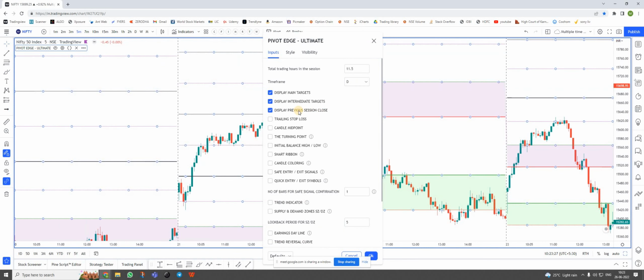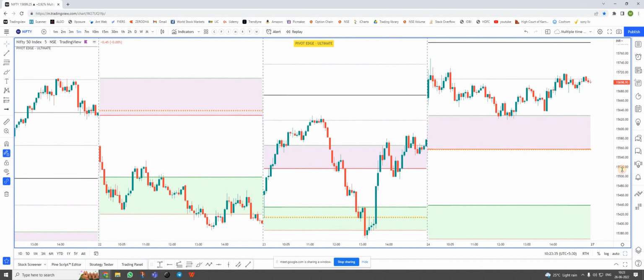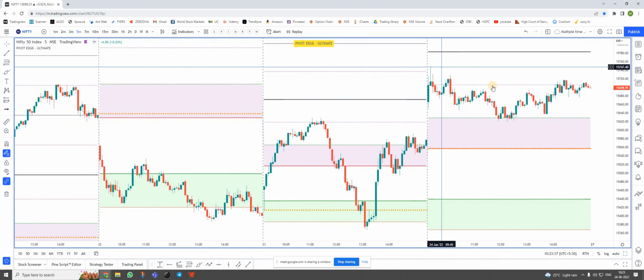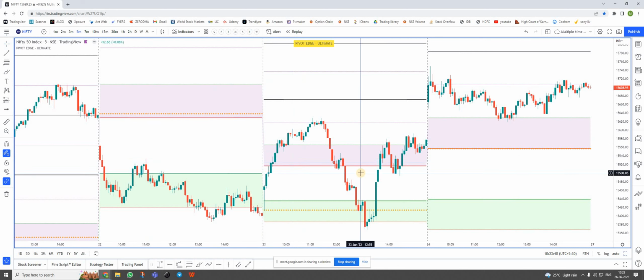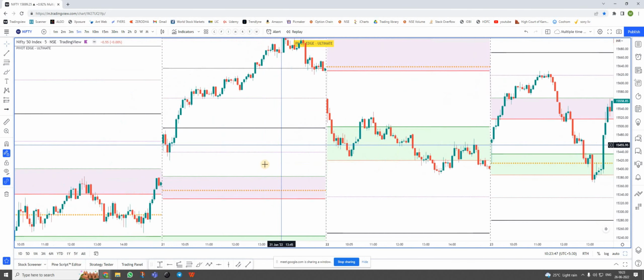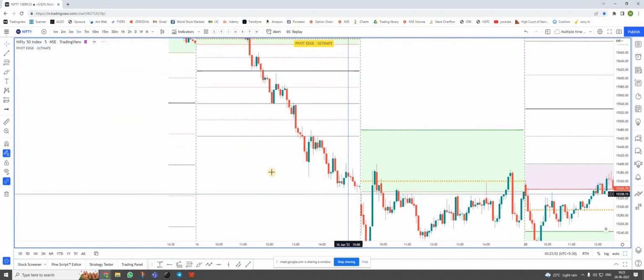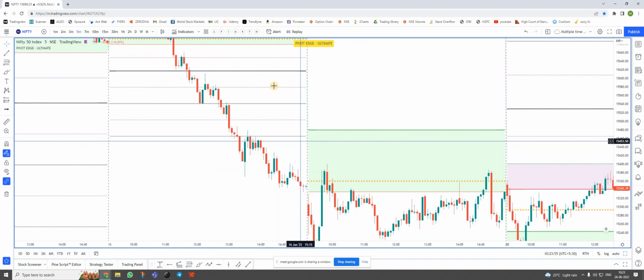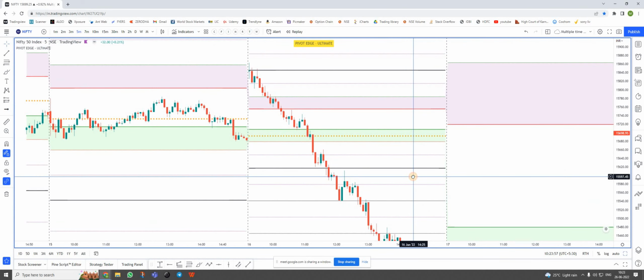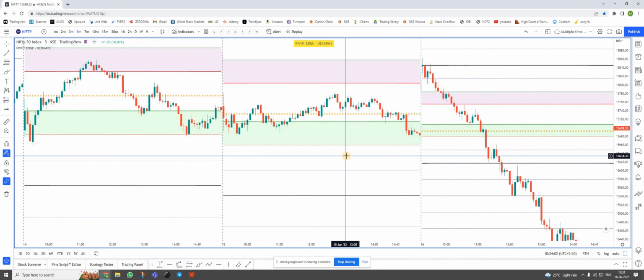Now, display previous session close. It becomes important for us to understand where the price closed in the previous session. Like your main target lines, the previous session close will also act as an important support or resistance. There will be some reaction in the price whenever it reaches this level, because the participants in the market will know where it closed yesterday, or the previous week or previous month. Whenever it comes there, there will be some reaction in the price.